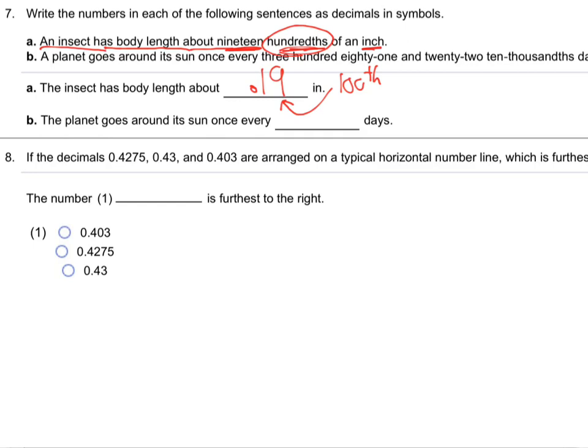That you know. What's the next one? Is the next one uglier? Part B. A planet goes around the sun once every 381 and 22 ten-thousandths days. The word there is days. So can you write that number? 381 and 22 ten-thousandths days.